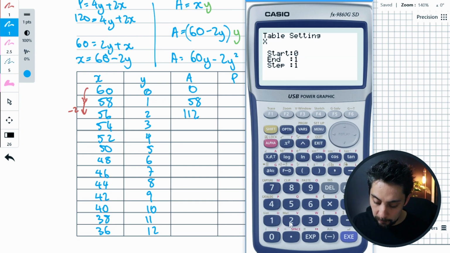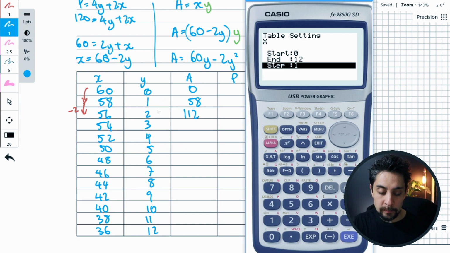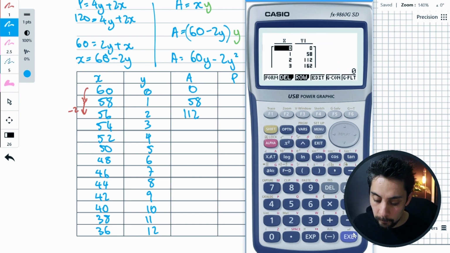Oops, I put 11 there. Our step is 1 because we're going up in ones each time down this list. There's all our values. We have the first 3 correct. Now we just need to put in the rest of them.